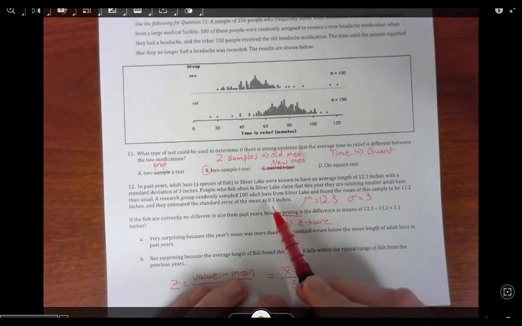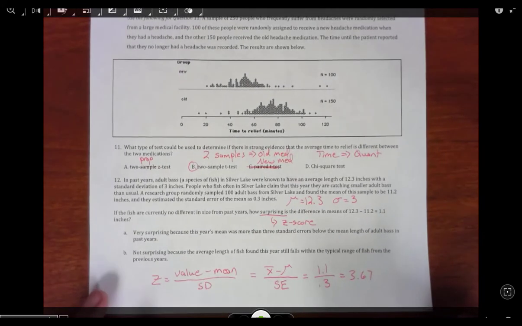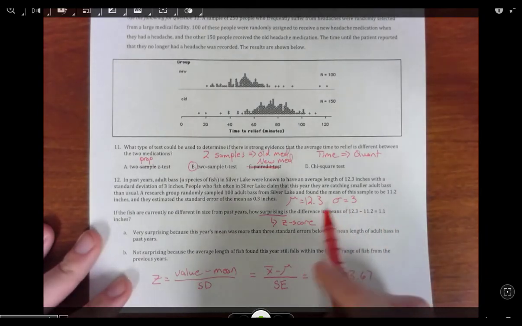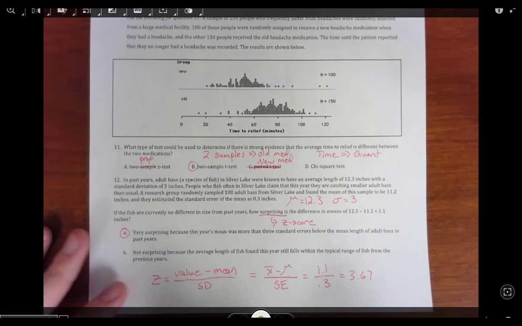Well, the standard deviation of a statistic, either x bar, p hat, the difference between means, or the difference between two proportions, is our standard error. So they give us a standard error of 0.3 inches. This is going to be 1.1 divided by 0.3, which gives us 3.67. And you want to remember that a z-score above 3 would be considered really rare. So we have a z-score above 3, so we consider it rare, which means it would be very surprising to get a difference of 1.1 inches or more if the mean is actually 12.3. So the correct answer is A.